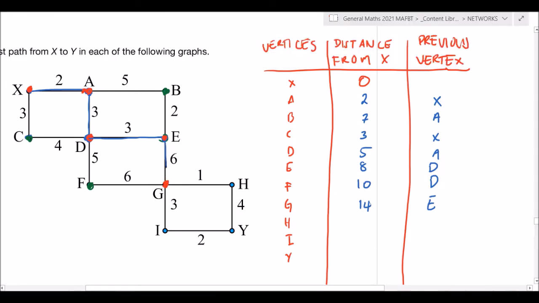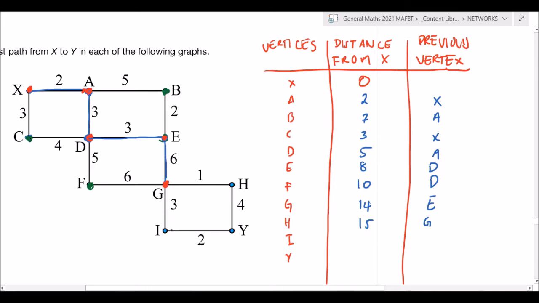I've taken this path. Okay, now from G, you've either got H or you've got I. So G to H, we're at G at the moment, we're at 14. I got that from these numbers, I've added them so far. X to G so far is 14. To get to H, there's a 1 there, so that means 15. We came from G.